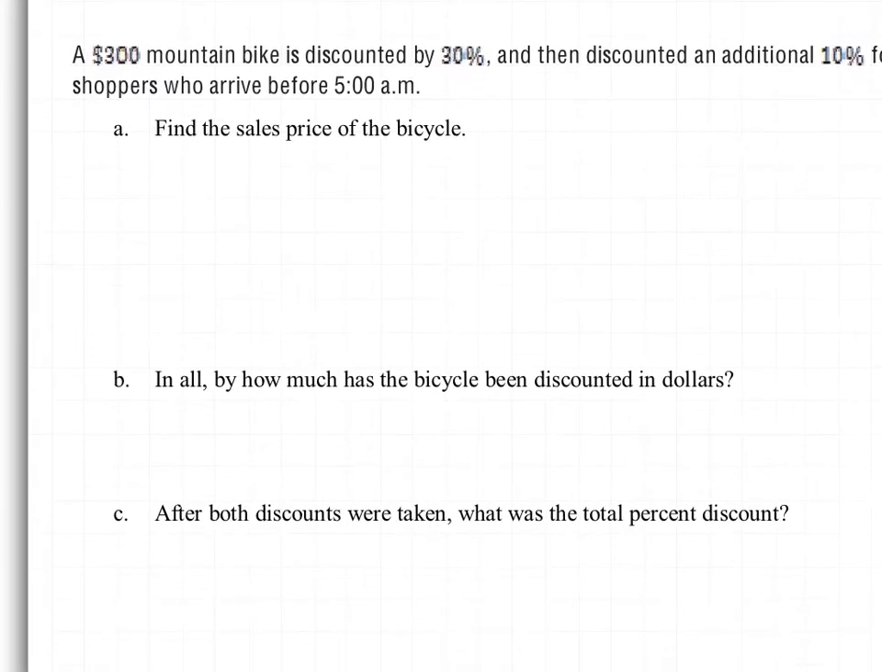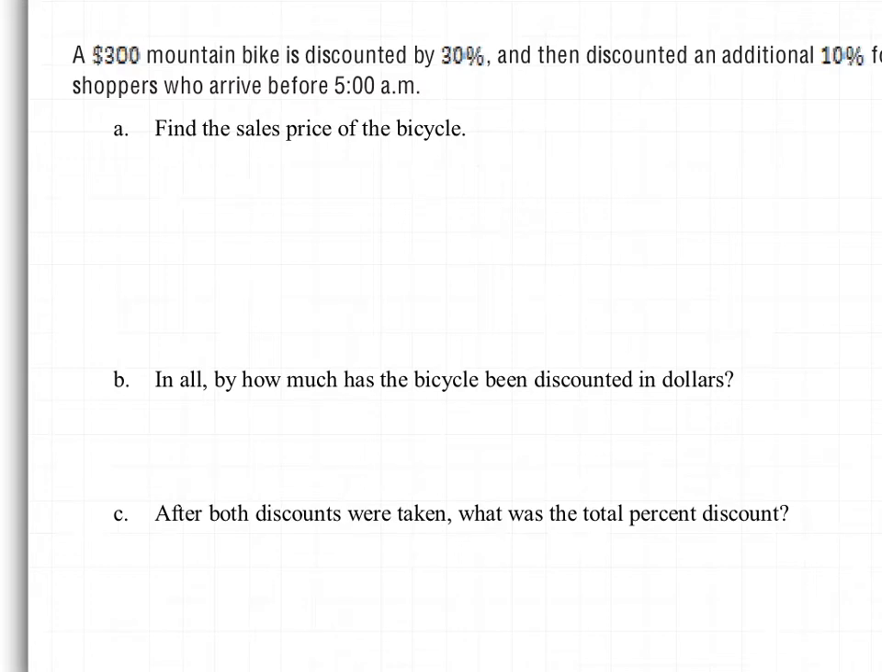All right. So a $300 mountain bike is discounted by 30%, and they discount it an additional 10% for shoppers who arrive before 5 o'clock. So when we talk about this, we see that there are two discounts. One thing I want you to discuss with your partner, consider the situation where you have a coupon for 50% off, and then you find an additional coupon for an additional 50% off. So you've got two 50% off coupons.